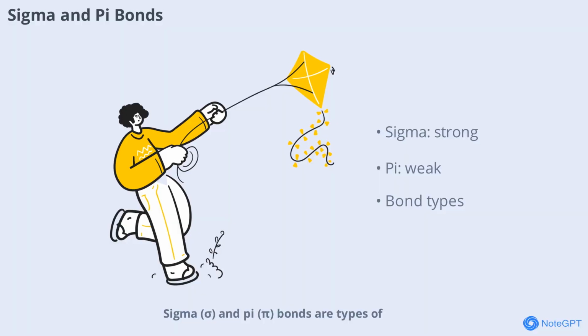Sigma and pi bonds are types of covalent bonds formed by the overlap of atomic orbitals. Sigma bonds are formed by head-on overlap and are stronger, while pi bonds are formed by side-on overlap and are weaker. Double and triple bonds contain one sigma bond and one or two pi bonds, respectively. Understanding these bonds is important for predicting molecule stability and reactivity.